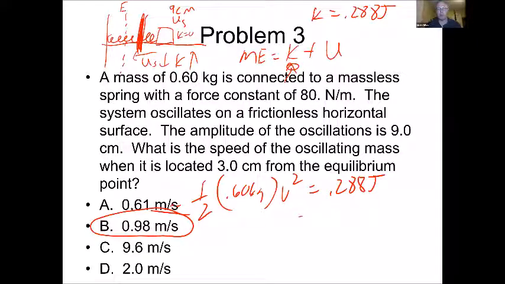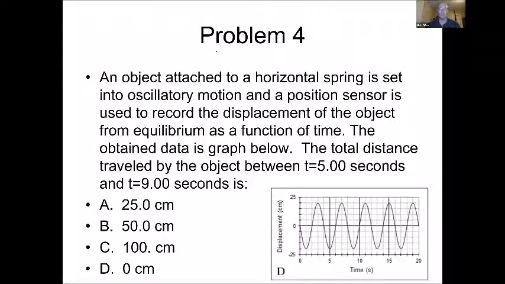So that one was pretty involved. The big idea was thinking about this equation, that the mechanical energy of your system is the kinetic energy plus the elastic potential energy. Key to working that problem. All right, so problem 4 should be a lot more simple. And let's go back to the Pear Deck and look at this one.